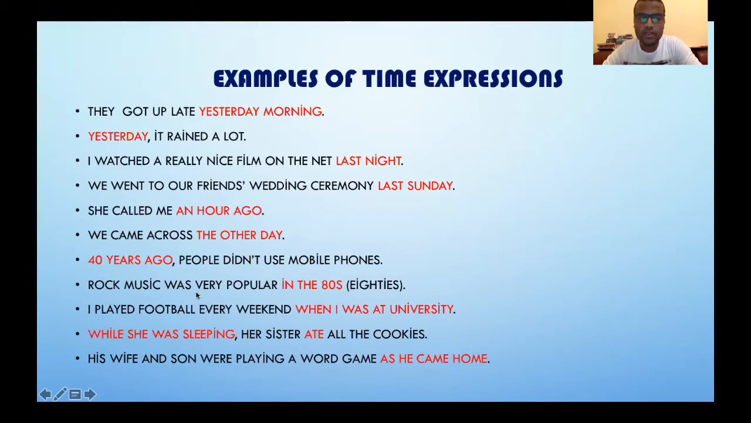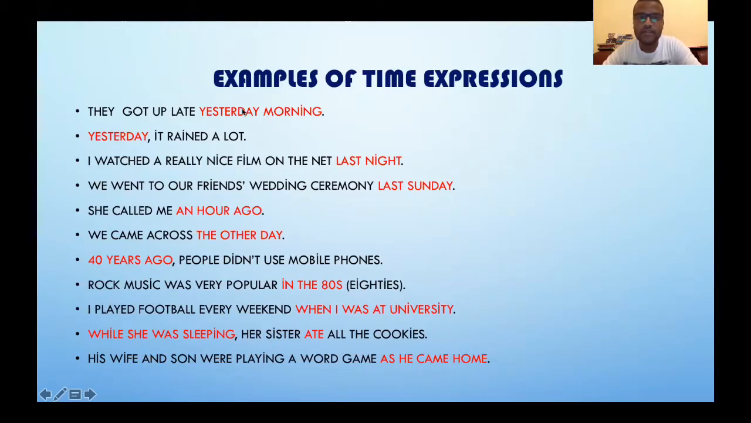"Rock music was very popular in the 80s." "I played football every weekend when I was at university." "While she was sleeping, her sister ate all the cookies." And the last example: "His wife and son were playing a word game as he came home."